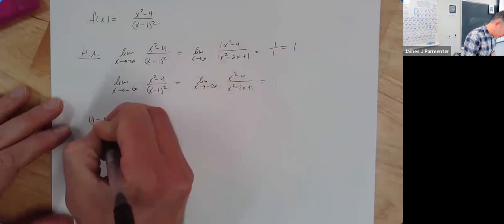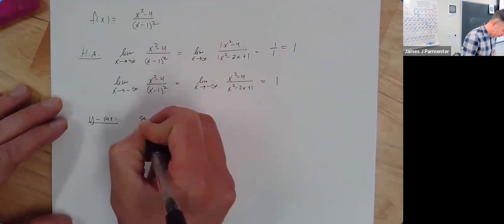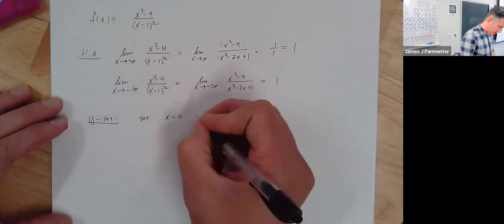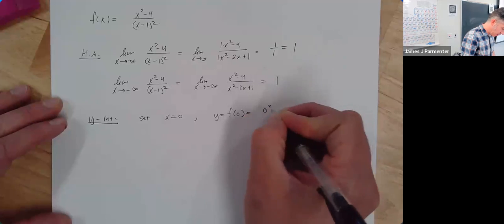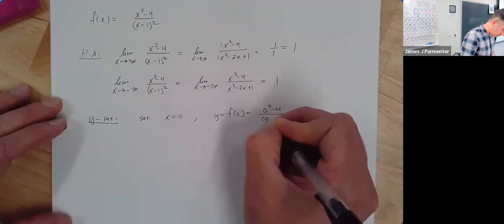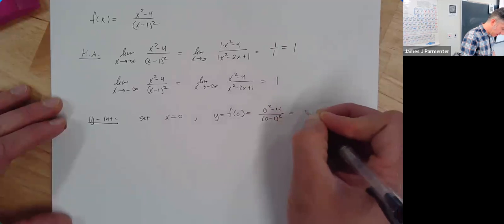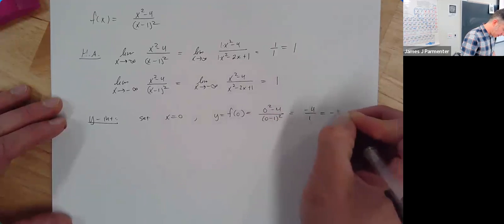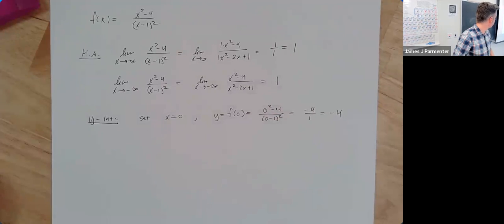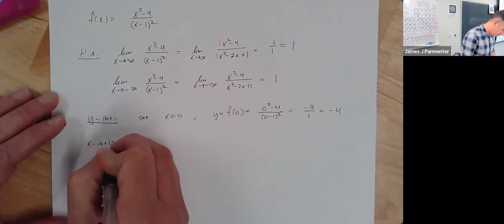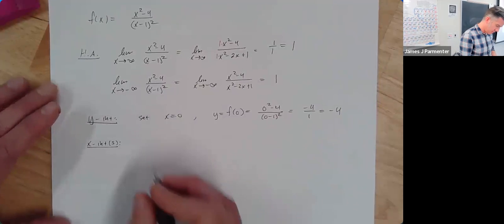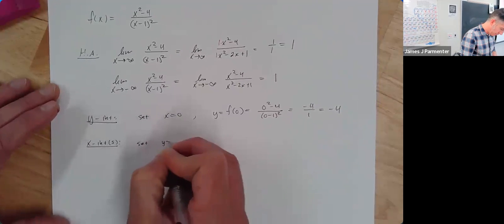So y-intercept, set x equal to 0, and you're going to get y equal to f of 0, which is 0 squared minus 4 over 0 minus 1 squared, which is negative 4 over positive 1, which is negative 4. X-intercepts, which there can be multiples of, set y equal to 0.